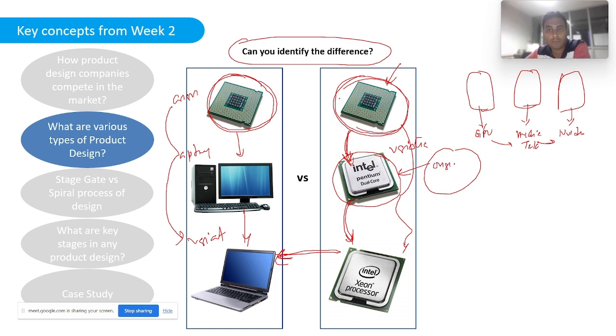Although it looks similar, maybe it's not just the architecture change, maybe at the core level, at the material level, some inventions happen. See, I'll also introduce another concept here which was not discussed in the lecture actually. What happens when we break down a particular product? There are components.